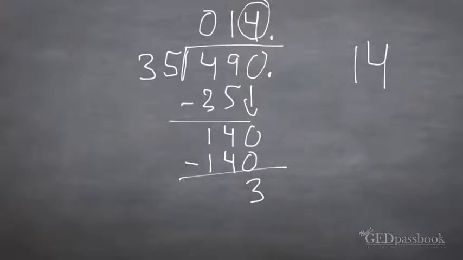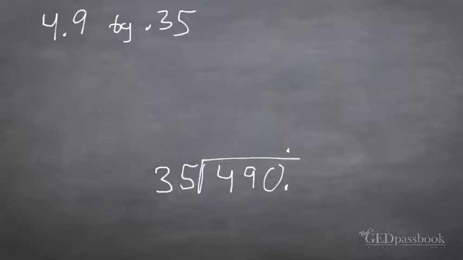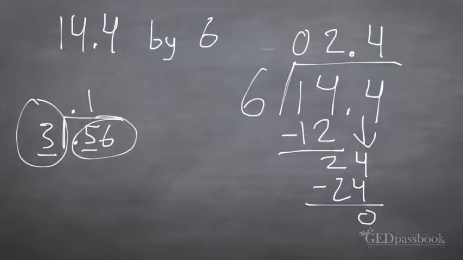So, review. If the outside number is a whole number, literally just start dividing. Put the decimal place, just shoot it straight up, because that's where your answer's decimal will be at.